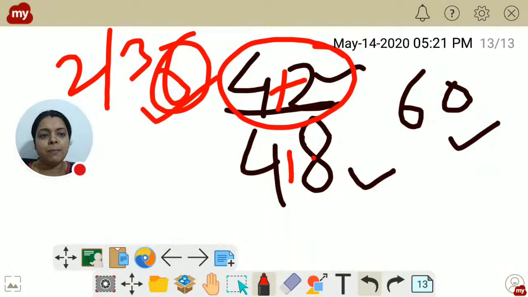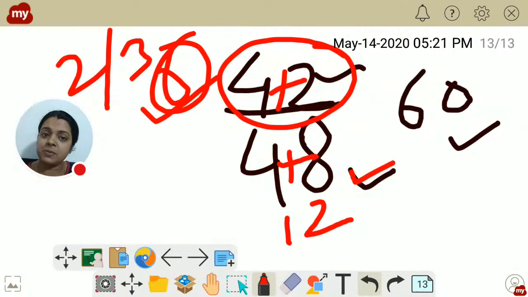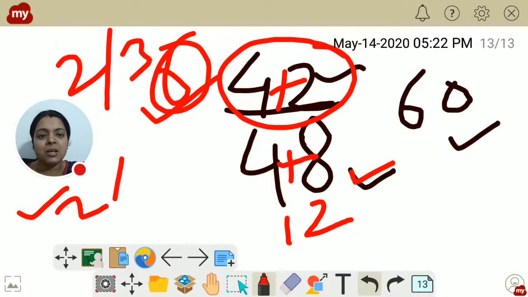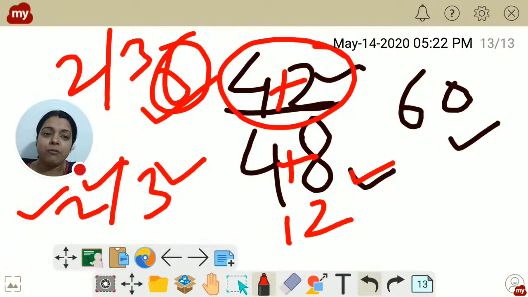Next one, 48. When we add up 4 plus 8, the answer comes 12. First, it is an even number, so divisible by 2, correct? And the sum is 12, and 12 is also divisible by 3. So it is divisible by 3 and 2 both. So 48 is divisible by 6.